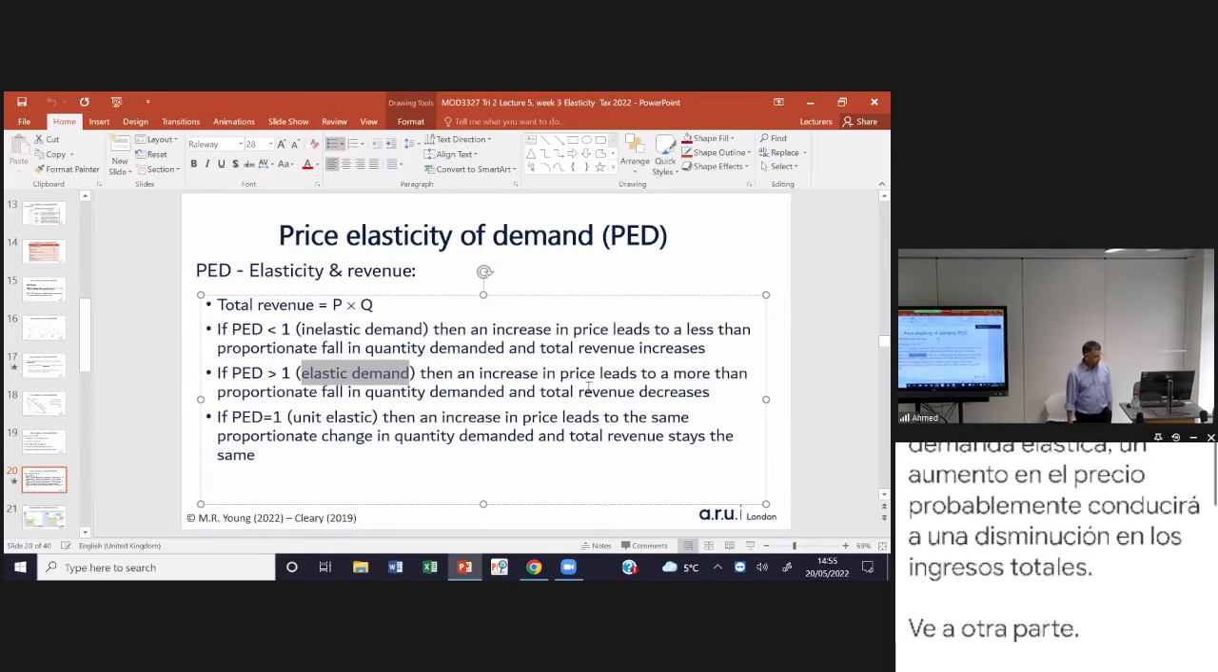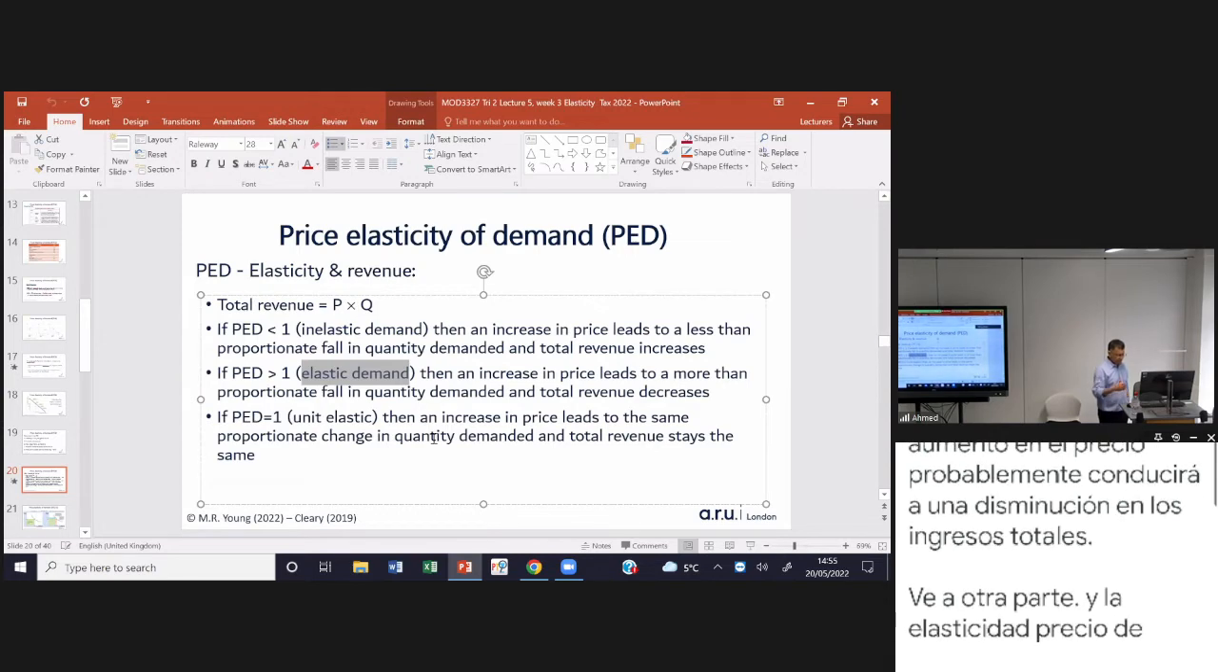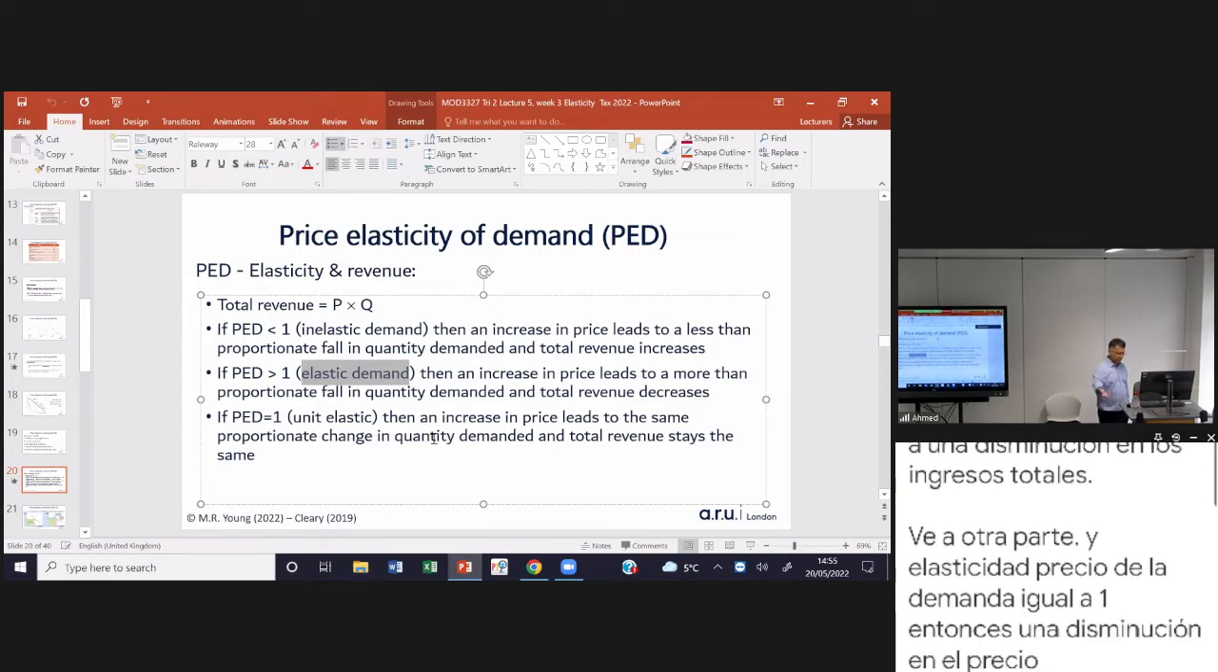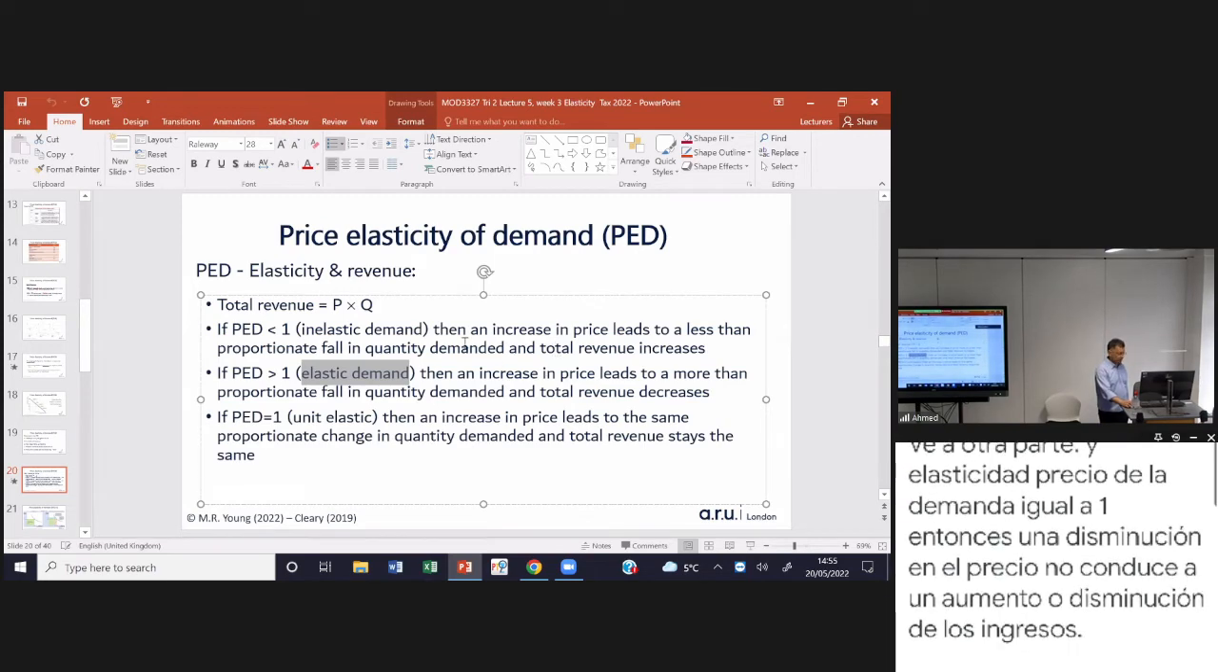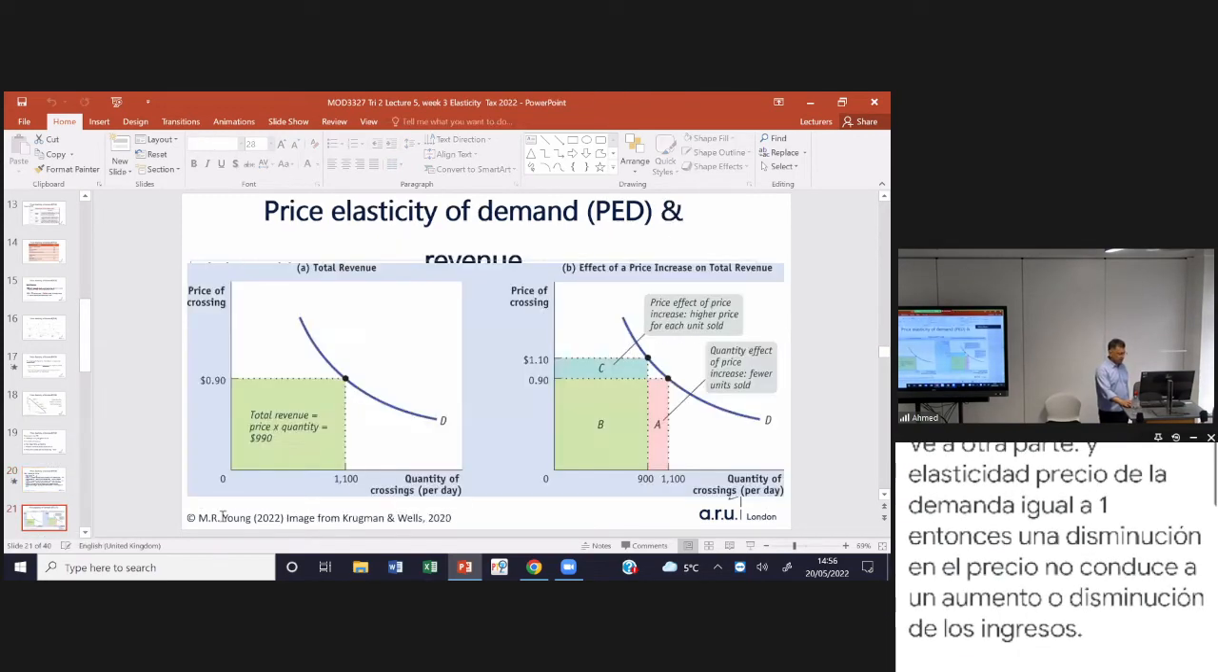And if price elasticity of demand equals one, then an increase in price doesn't lead to an increase or decrease in revenue. You understand? Because it's one. And let's look at that graphically.